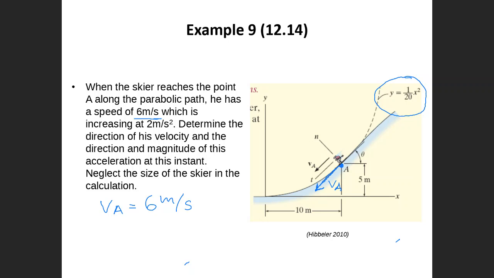We have to find the direction of its velocity with respect to x, so we have to find angle theta, this angle, and the direction and magnitude of acceleration at this particular instant. We neglect the size of the skier. Remember that we analyzed the geometry of the motion, no forces so far.